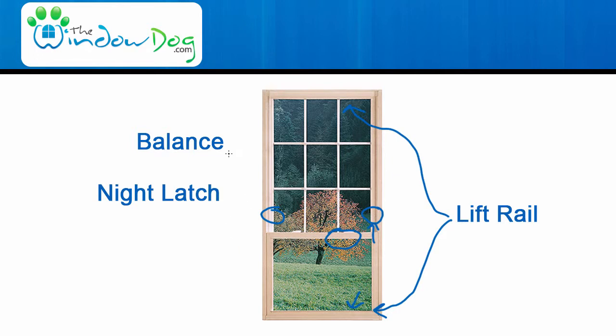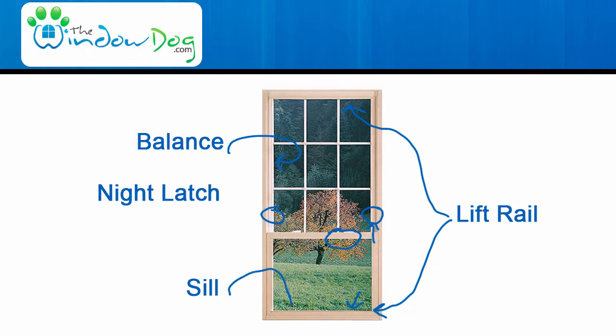Next on the list is the balance. The balance is concealed inside the frame, so it'll be right about here. And the balance is the mechanism that allows the window to open and close and prevents it from falling when it is open. Now, when we're replacing old windows, we see balances that have failed all the time, so you can tell this is an important part of the window. You want to make sure you're getting a quality product that's going to hold up.